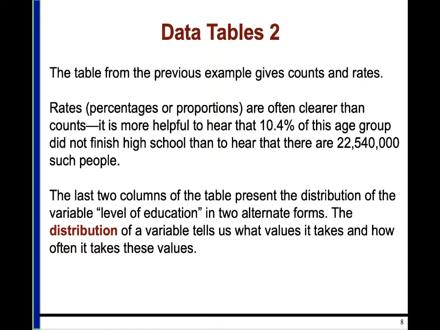Now, what we're going to talk about is this idea of a distribution. So the distribution of a variable tells us what values that it takes and how often it takes these values. That's what we're showing in a data table. You can show the rates, such as percentages and proportions. You can also show the counts, but it's typically clearer to show those rates, and that helps us very easily make comparisons.